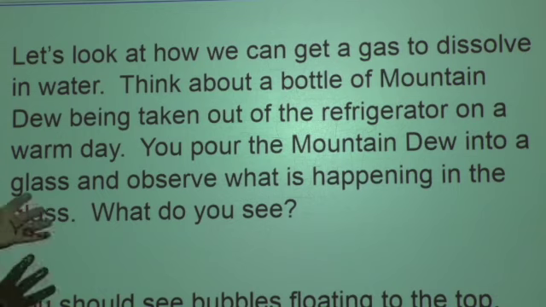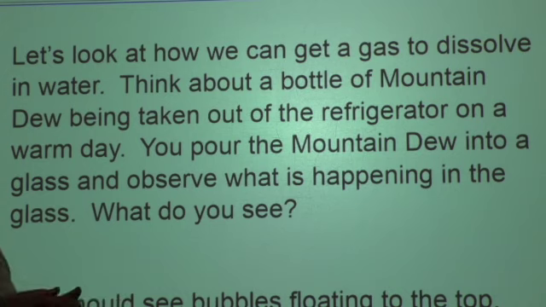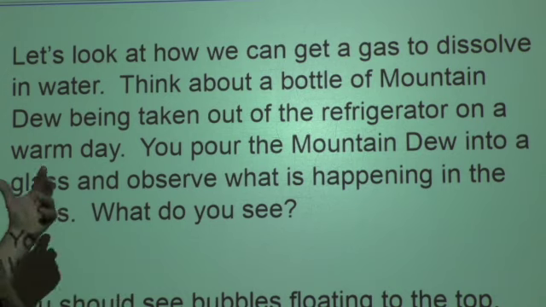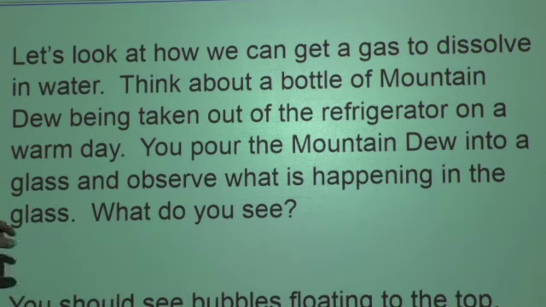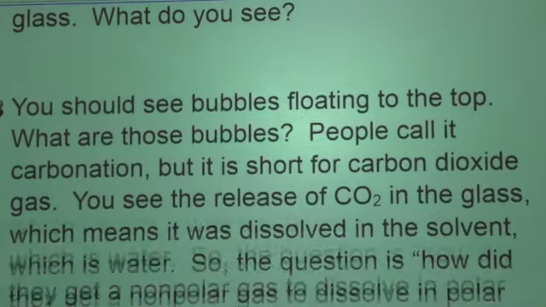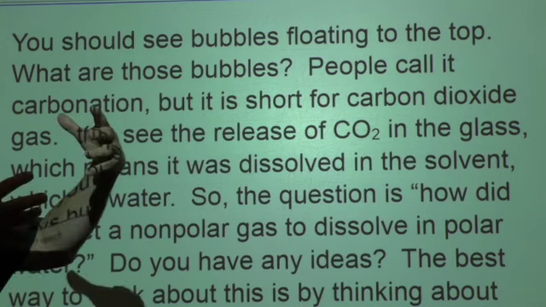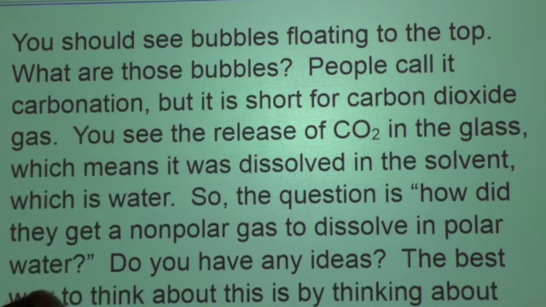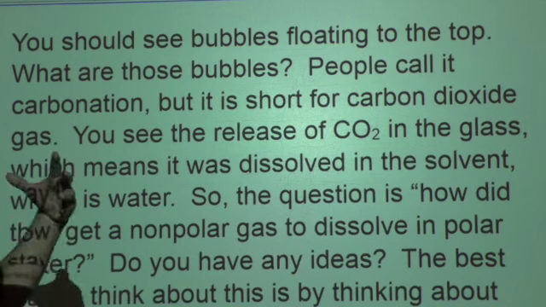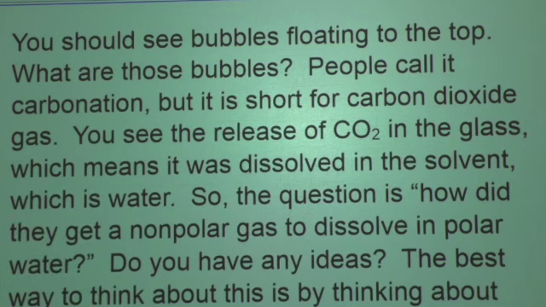So think about that bottle being taken out of the refrigerator on a warm day. You pour the Mountain Dew into a glass and observe what is happening, and what do you see? Well, you're going to see bubbles floating to the top. And those bubbles are carbon dioxide, which means it was dissolved in the solvent, which is water. Even though you got this kind of greenish yellow color, that's not really the solvent, that's just a dye added to it. The solvent is mainly water.